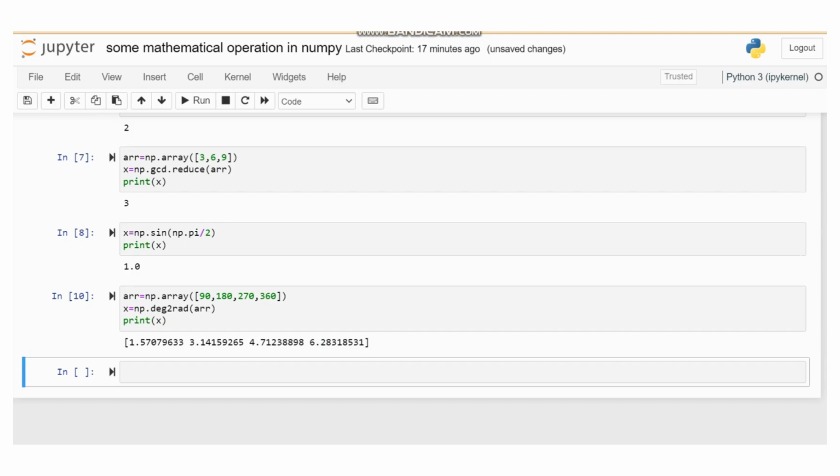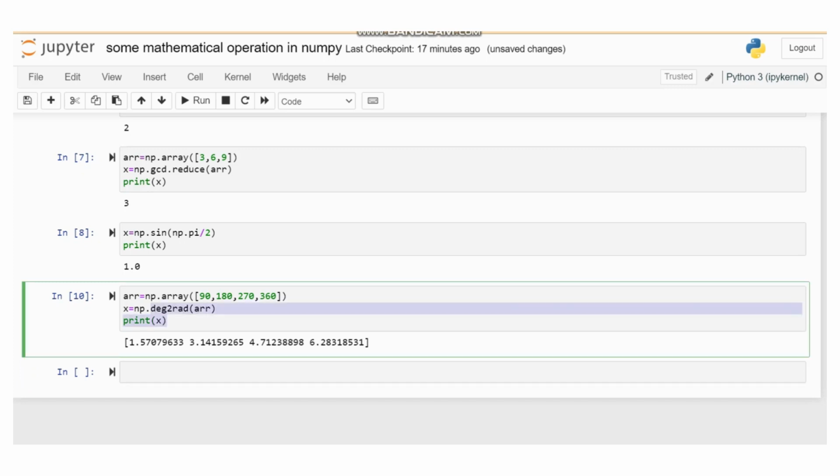90 degrees in radians is 1.57. How to calculate radians? The radian formula is pi divided by 180, times your degree. Suppose the first element is 90; calculate pi by 180 times the degree for each element and convert it into radians.